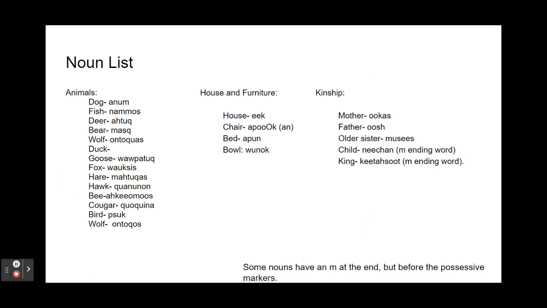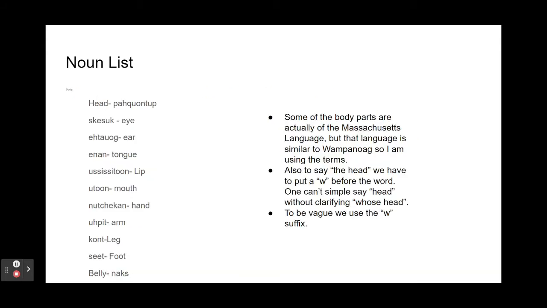So now that's done, here is a noun list. You might want to memorize these. Here's a body list. Here's something about the Wampanoag or the Massachusetts languages for body parts. You cannot usually say head alone or arm alone. It has to be belonging to someone. His head, my head. Just to say head in general, we use the w to make things vague, which is actually the third person prefix.